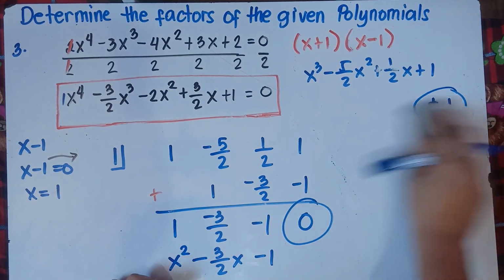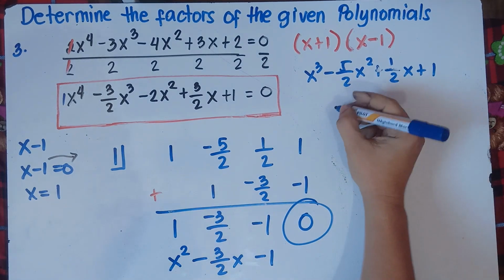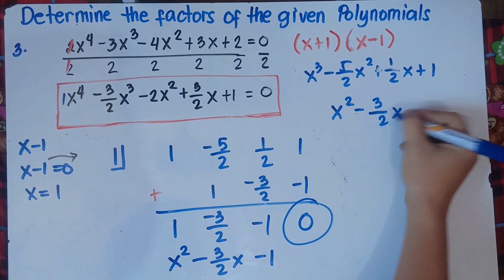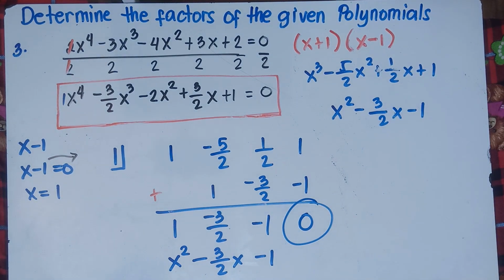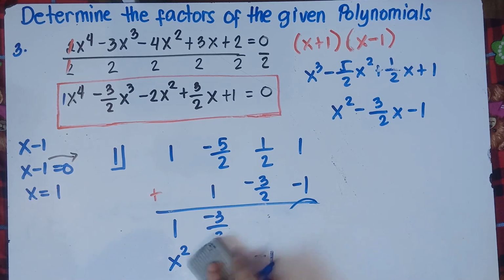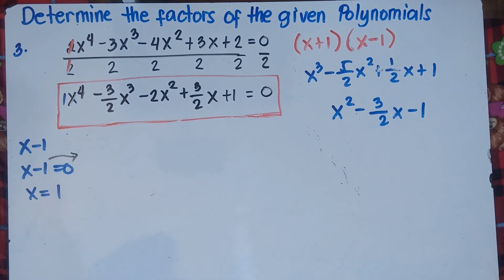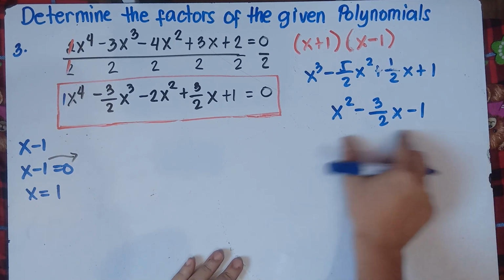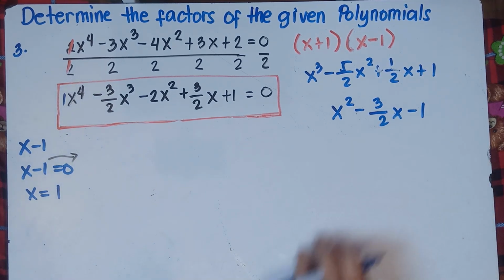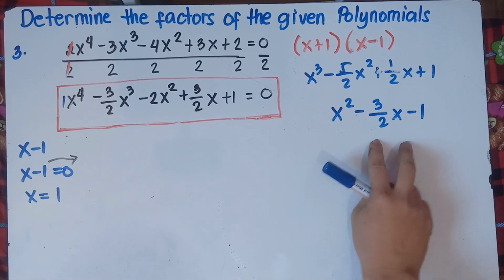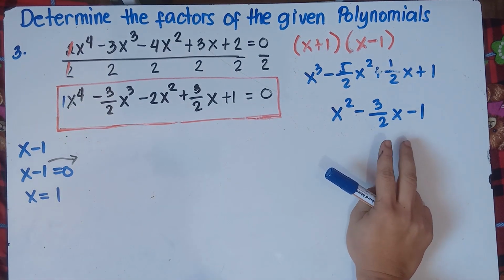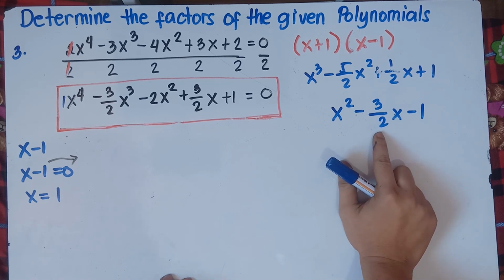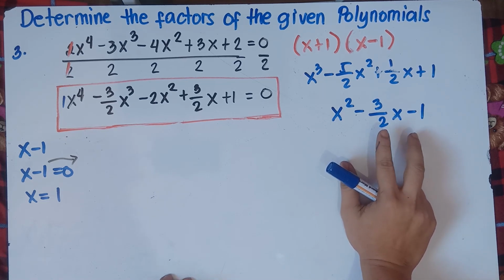Let me erase this one, and the next factor will be x squared minus 3 over 2x minus 1. And this will be our last factor, class. How will you find the factors for this one? Now, it's hard for us, class, to factor this out by using factoring, since we have fractions. So the thing that we will do is use the quadratic formula.